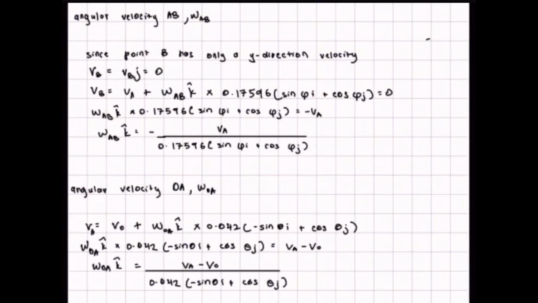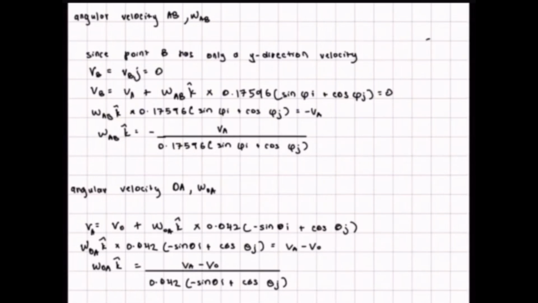Since point B has only a y direction velocity, VBx equals 0. So from our previous equation of velocity, we get VB equals VA plus omega AB k times r. So we derive it to become omega AB k equals negative VA over 0.17596 times sin theta i plus cos theta j.